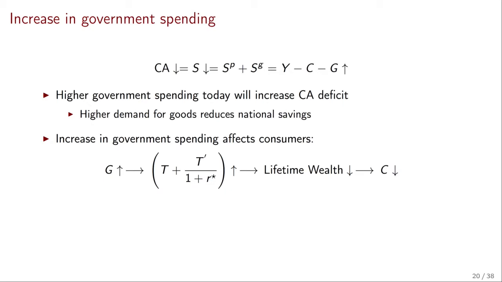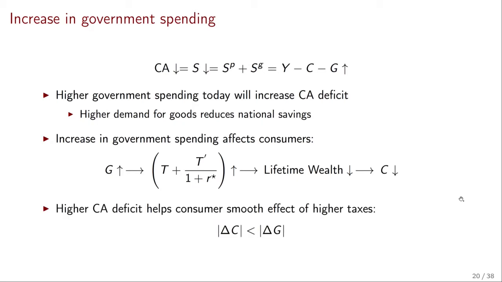But the increase in government spending also affects consumers. Note that up here I didn't say how consumption was reacting. Well, it turns out that as the government spending goes up, taxes have to go up, which reduces lifetime wealth and reduces consumption. Now, this higher current account deficit is going to help consumers smooth the effect of the higher taxes. Basically, what's happening here is that even though consumption is going down, the change in consumption is lower than the change in government spending. That is why current account goes down even though consumption goes down and government spending goes up.